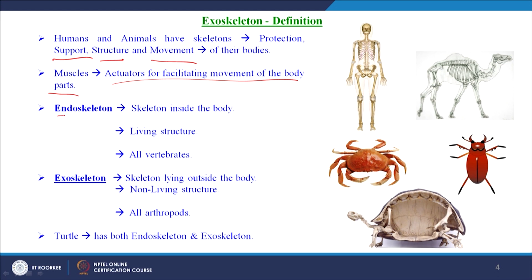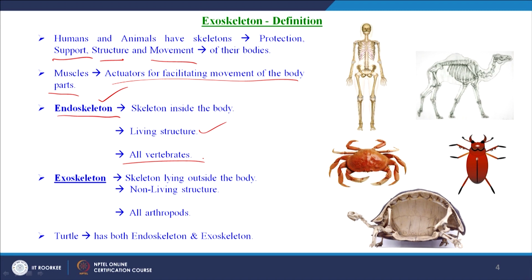Now, coming to the definition of endoskeleton, the skeleton part which is present inside the body is called endoskeleton. These endoskeletons are living structures which grow along with the growth of the body. And what are all the living beings which have endoskeleton? All vertebrates will have the endoskeleton.